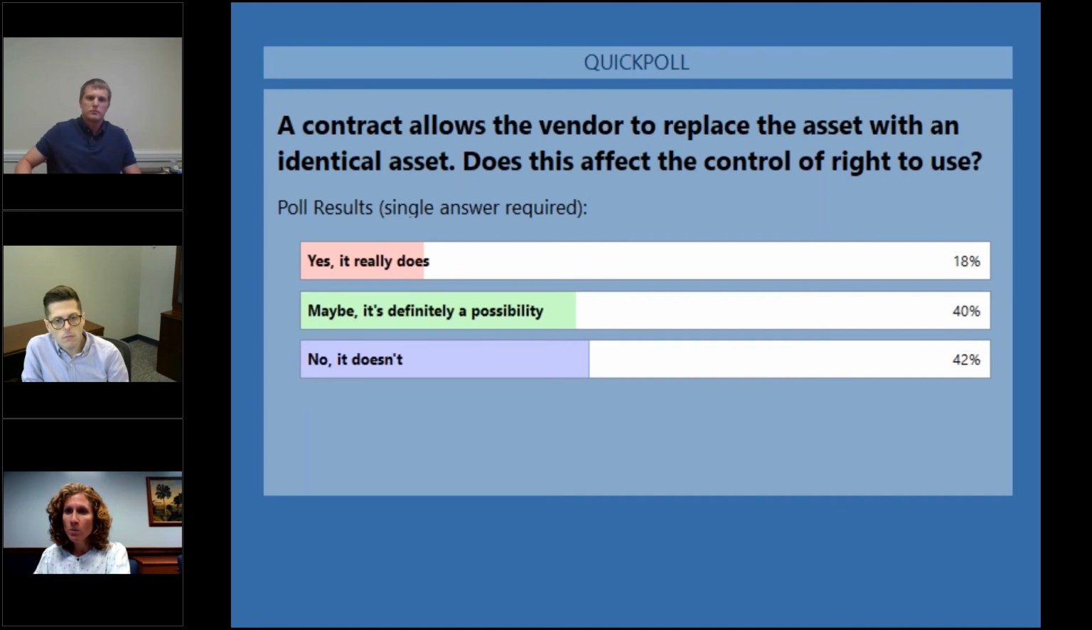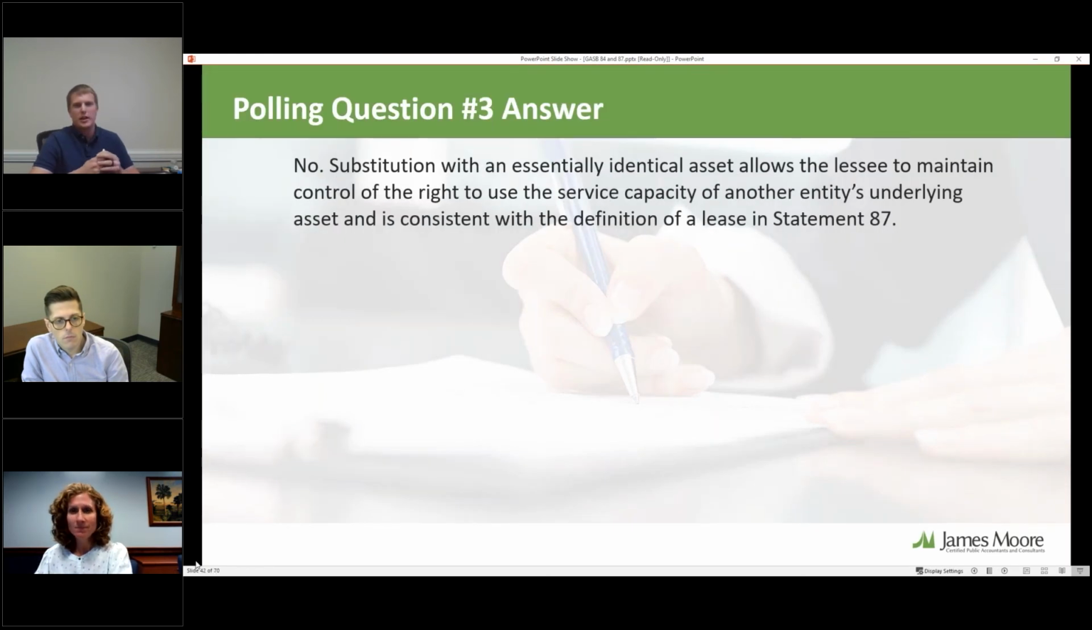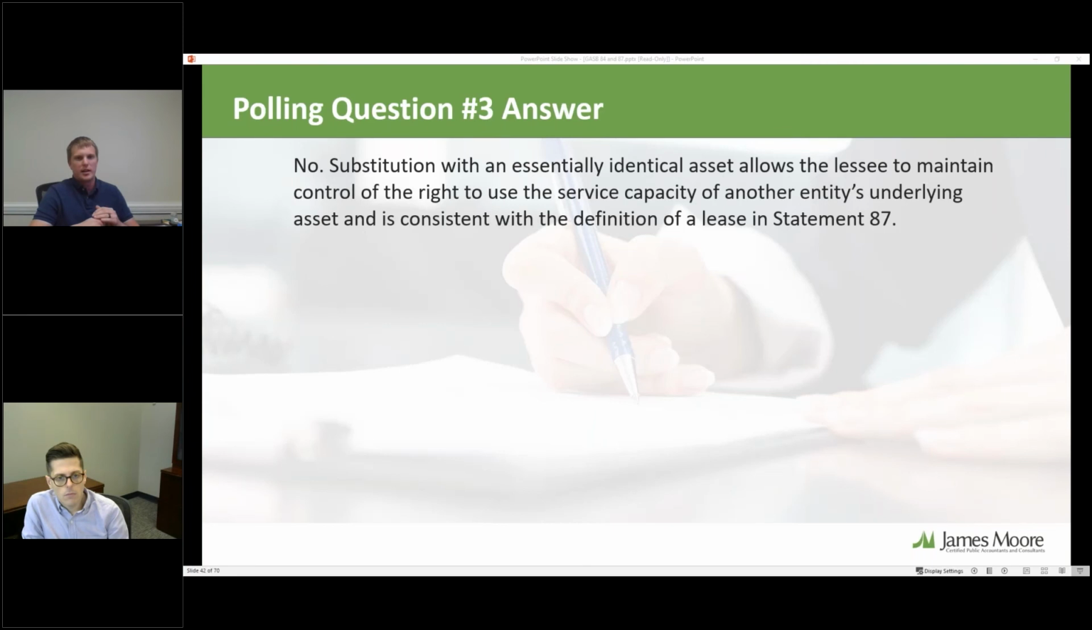So 42% of you said no, it doesn't. 40% said maybe, it's definitely a possibility. And 18% said yes, it really does. Okay, so most of you got this one right as well. No, the ability to substitute an essentially identical asset is not going to disrupt that control criteria. So you're still going to have a lease agreement here, and it's still going to fall underneath GASB 87.